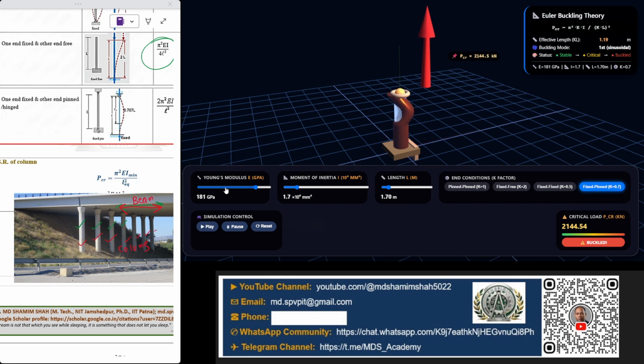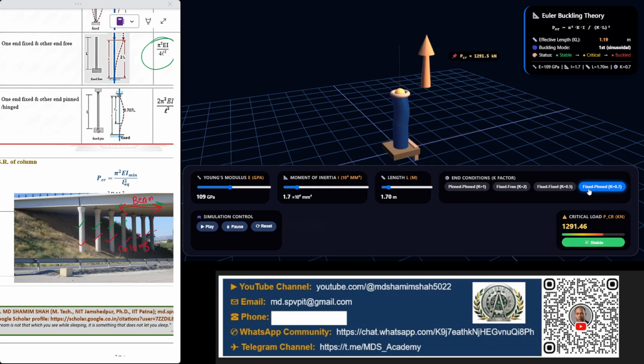Since P critical is equal to pi square EI upon L square, as we decrease the E value, the P critical load decreases, because P critical is directly proportional to E. As we increase the E value, in the bottom right side you will find it is now stable, now approaching buckled, and now this is the buckled portion, completely buckled.